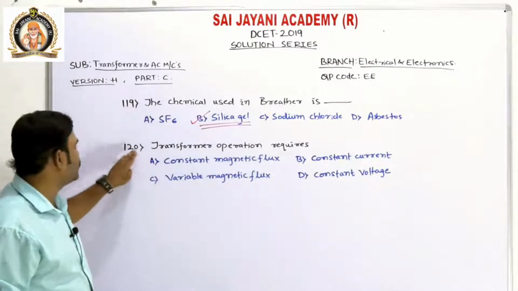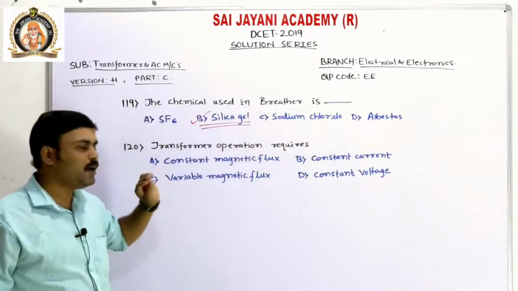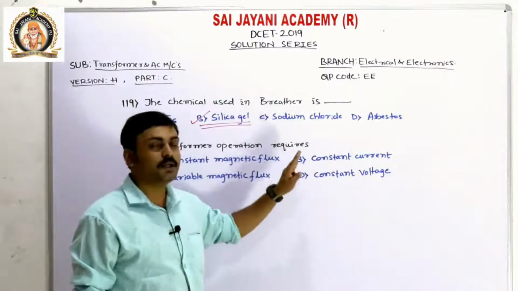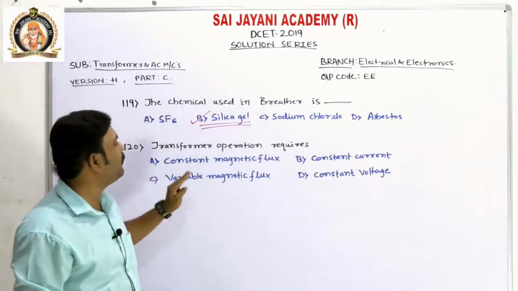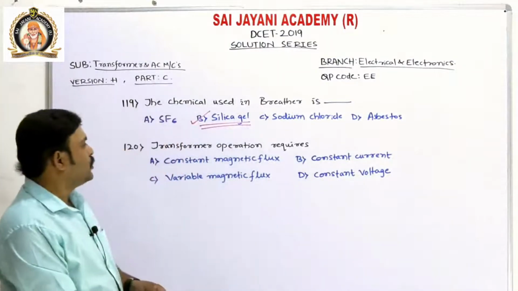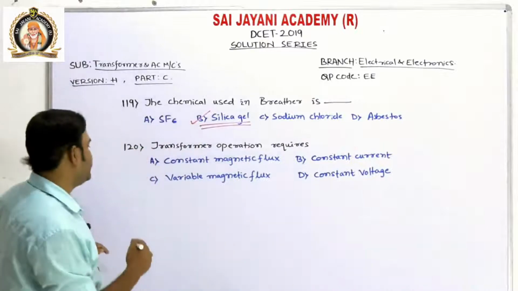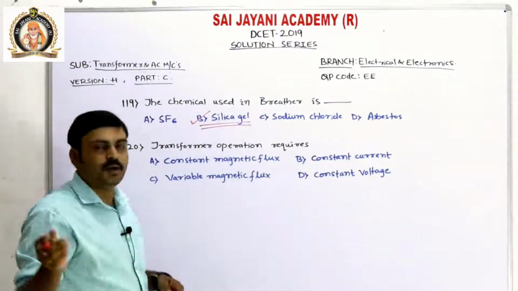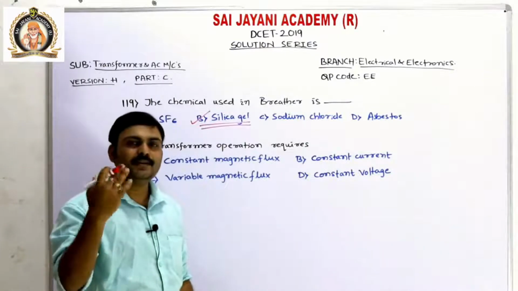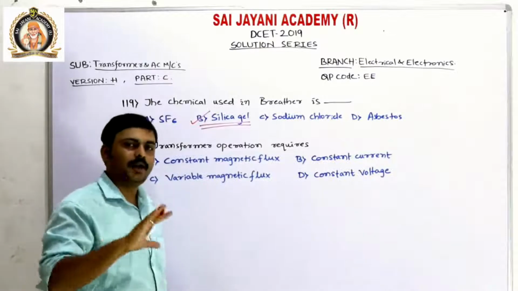So the next question is question number 120. Transformer operation requires, okay, option A, constant magnetic flux. Option B, constant current. Option C, variable magnetic flux. Option D, constant voltage. As we know, transformer works on Faraday's law of electromagnetic induction. What is Faraday's law? Whenever the flux linked with a coil changes, an EMF is induced in the coil, whether statically or dynamically.